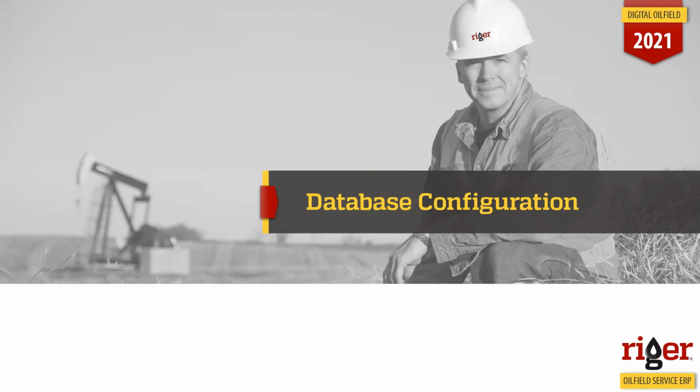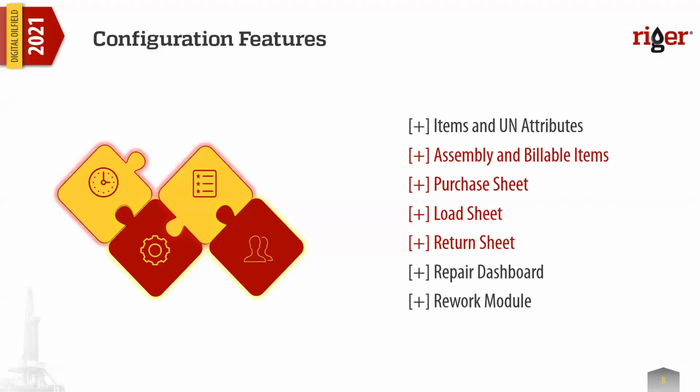So what actually differs the Frac and Flowback configuration of the RigER software from the standard configuration? What are the features of that? One of the main features is presented on this slide. Basically we have items and unit numbers attributes, where you can assign different kinds of technical parameters to individual unit numbers, and we'll be able to track them even in a dynamic environment, where you can change the attribute of the specific asset depending on the type of the job or type of services that you provide to your customer using this equipment. The second feature is the assembly and billable items.